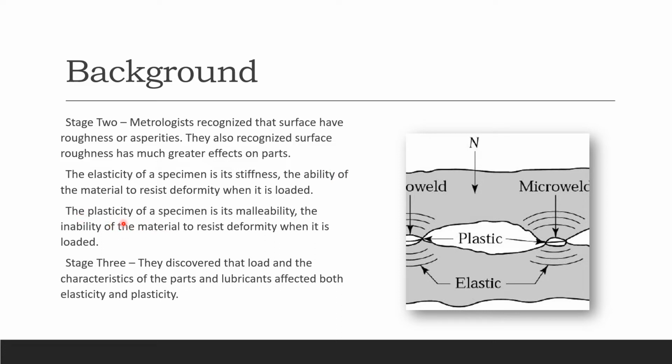Plasticity of a specimen is its malleability. You have to review your chemistry. Plasticity is the inability of the material to resist deformity when it is loaded, so they're kind of opposite to each other. Here you can see the plasticity, and this one is elasticity. Elasticity is going to resist the deformity. Plasticity is not going to resist. They are not able to resist the deformity.